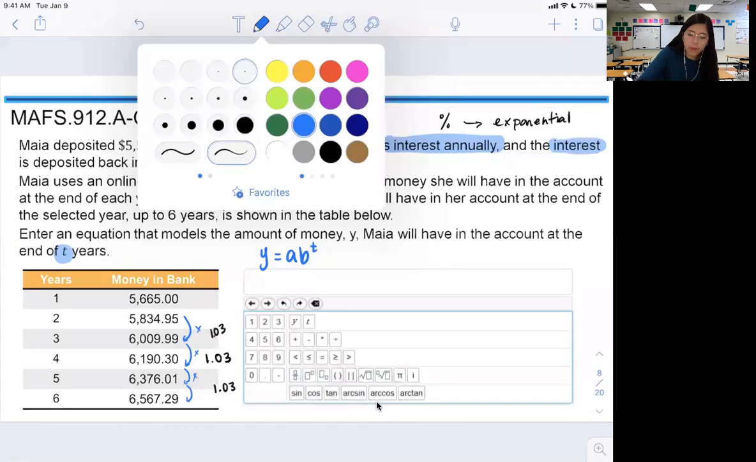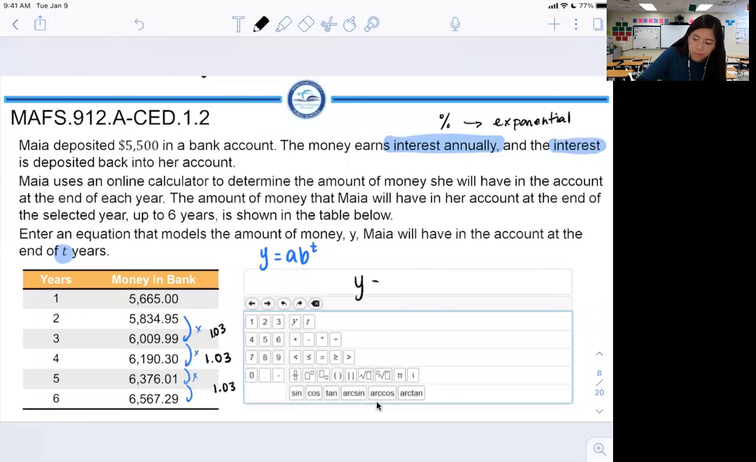So this final answer would be y equals, starting amount is 5,665, times B, the growth rate, which is 1.03, to the power of t. That would be my final answer for this problem. So this requires you to really remember our exponential functions and how to write them. Y equals ab to the power of x or t or whatever variable they tell you to use.